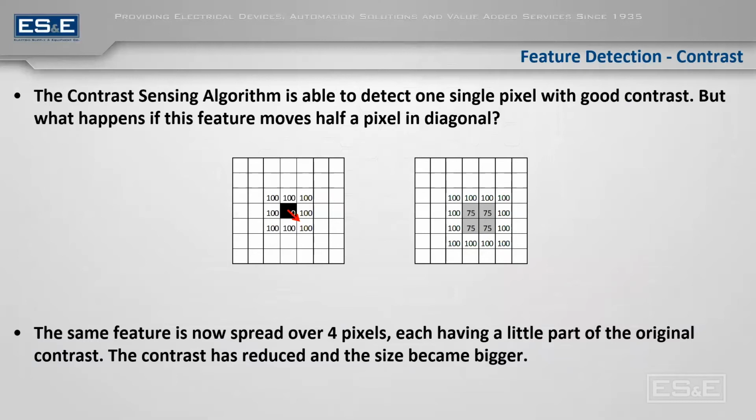So the contrast sensing algorithm is able to detect one single pixel with good contrast. But let's say this pixel moves half a pixel diagonally. You get the same feature now spread over 4 pixels, each having a little part of the original contrast. On the left-hand image, you have completely black, which would be a 0 with all 100s around it. But if that moved diagonally, you would have that black image over 4 pixels, and see how your numbers went from 0, completely black, to more grayish white. It would go up to a 75.